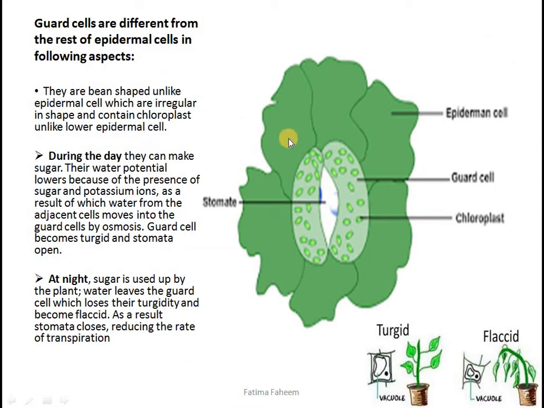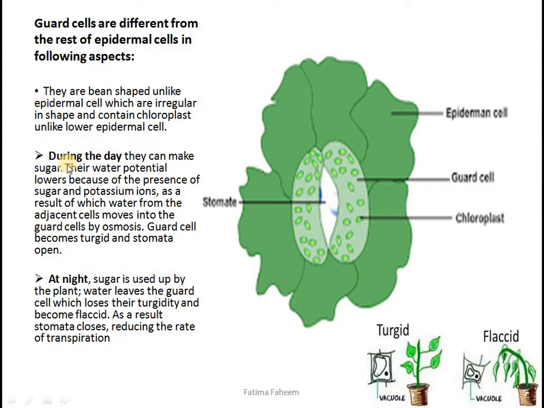Guard cells are different from the other lower epidermal cells in that they differ in shape as well as in their function. Shape: if you can see in the diagram, the guard cells are bean shaped, unlike the lower epidermal cells, which are irregular in shape. Plus, they contain chloroplasts, which are not present in the other cells of the epidermis. They are bean shaped or kidney shaped and contain chloroplasts.